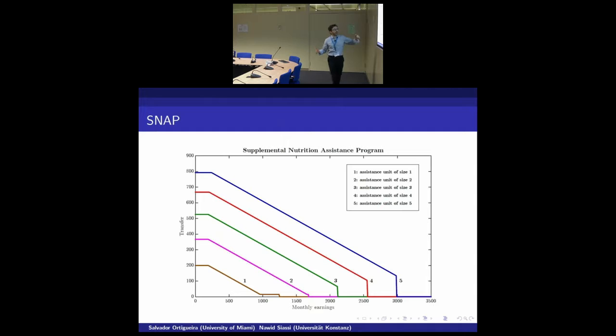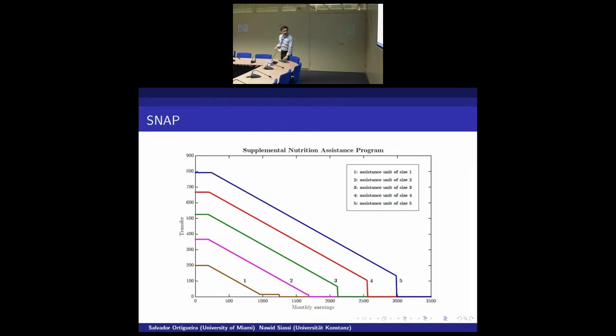As you can see, it's similar to the TANF. It has a minimum guaranteed, so it doesn't require that I have positive earnings. It has a little flat region, and then it has a phase out. So this is for, depending on the number of people in the assistance unit. This is not administered by the IRS. You don't need to fight to get this. So this depends on the number of people in the household.